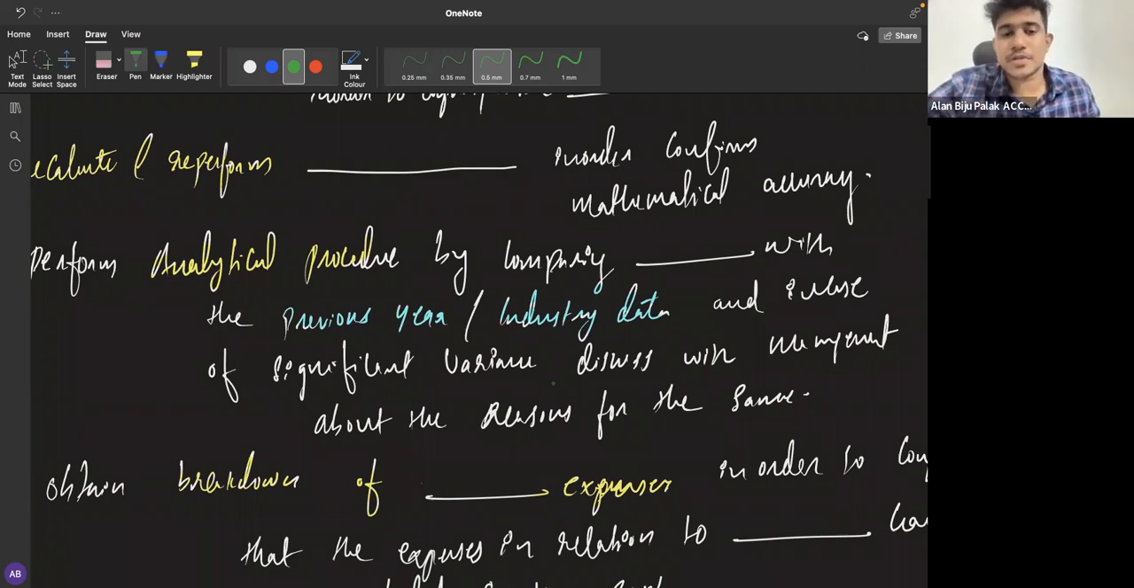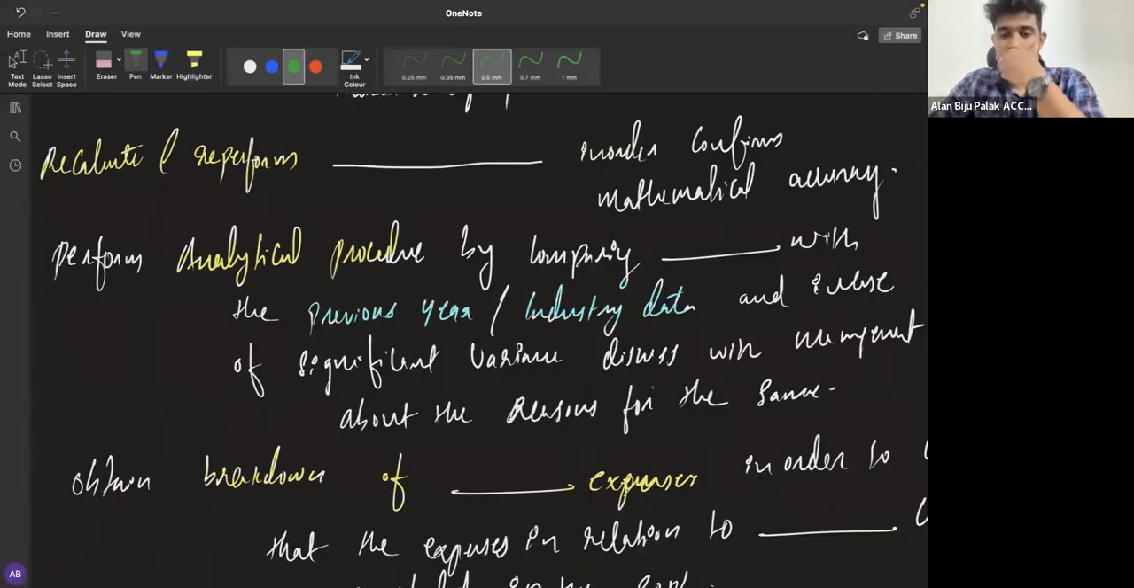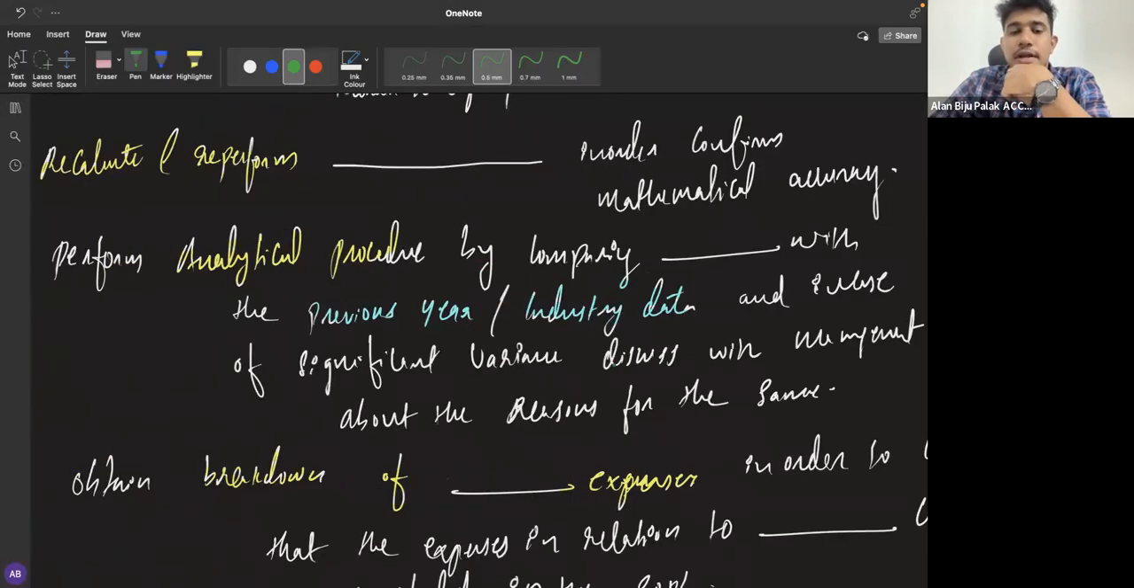So, if you have any analytical procedure, it is provision. Industry data. Okay. You can perform analytical procedure by comparing the amount of provision for redundancy with the previous year or with industry standards. Is it possible to compare with the previous year here? No. It is not a recurring issue, so you won't be able to compare it with the prior year. Instead, you can compare it with the industry data. So perform analytical procedure by comparing the redundancy provision with that of the industry data, and in case of significant variance, discuss with the management about the reasons for the same.